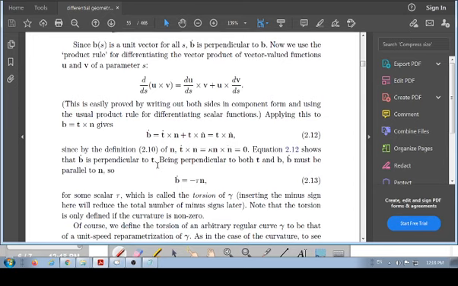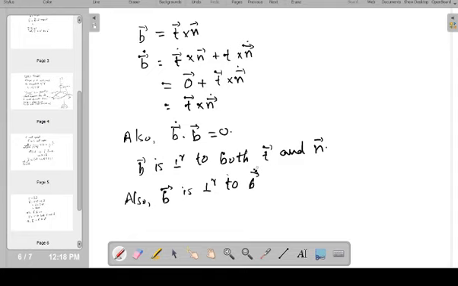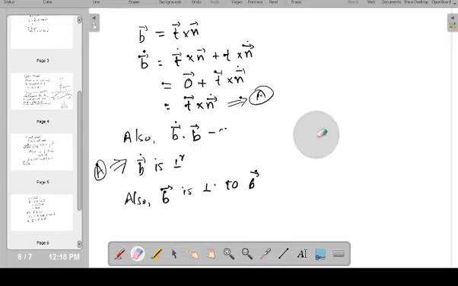B dot is T cross N dot. So B dot is perpendicular to T. Also it is perpendicular to B. Look at B dot, not B. B dot is perpendicular to T from this equation, let us say this is equation A. From equation A, B dot is perpendicular to T. Also B dot is perpendicular to B.